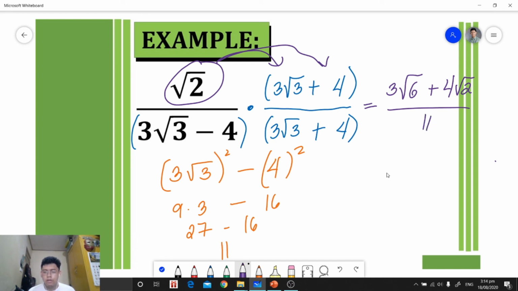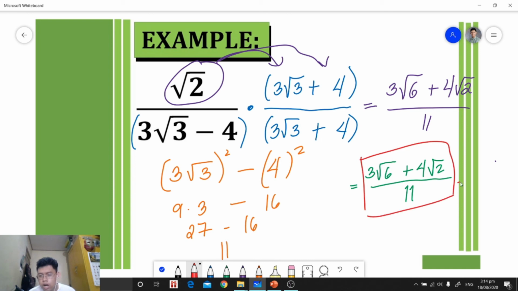So simplify if possible. Can we cancel out something? Greatest common factor? If none, so our final answer will be 3 square root of 6 plus 4 square root of 2 all over 11. That's your final answer. Ta-da!